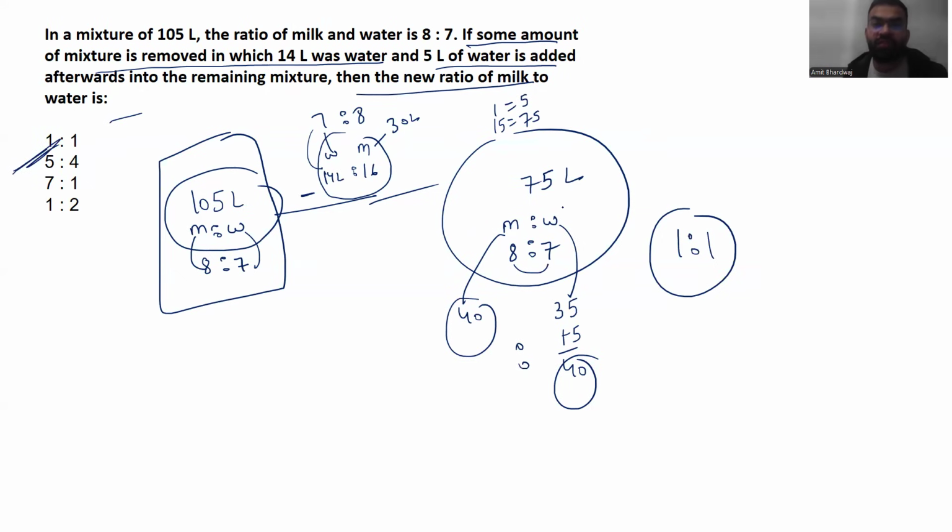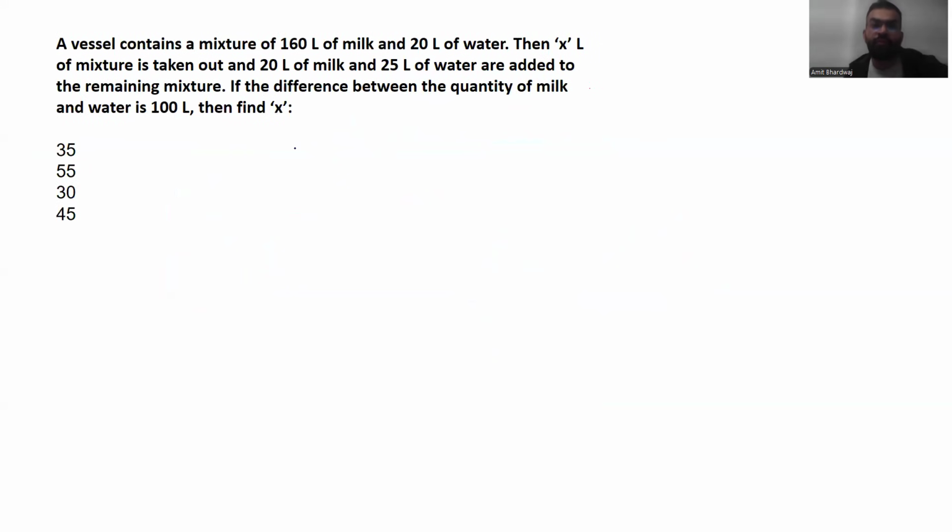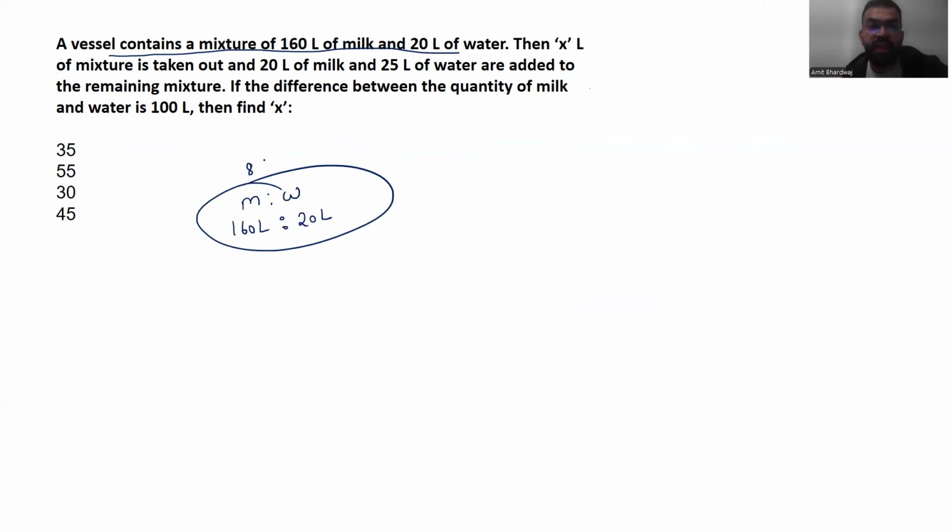Okay, so this is the procedure that you can use to solve questions from the topic mixture. Let's take one more question to give you a better understanding. Let's say a vessel contains a mixture of 160 liter of milk and 20 liter of water, right? Milk is 160 liter, water is 20 liter. This ratio will be 8 is to 1.